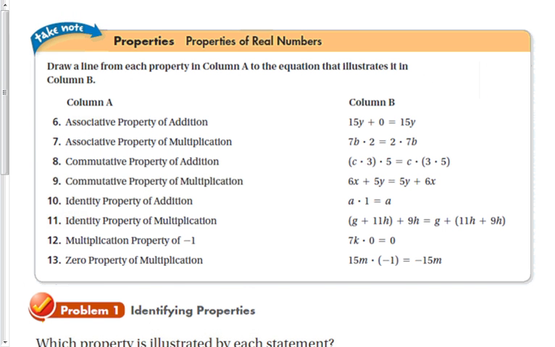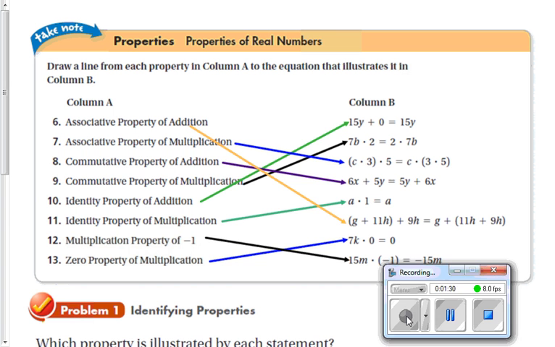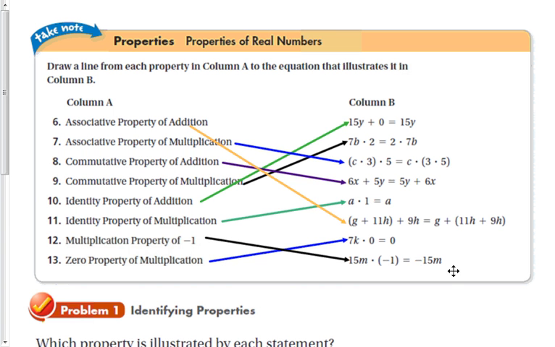So we're going to draw a line from each property in column A to the equation that illustrates it in column B. I would suggest you do this on your own and check back with the answers, see if you got them right. I'll try and explain some of them that I think students might have a little bit of trouble with. But go ahead and pause now and come back and check your answers. All right, go ahead and check your answers there.